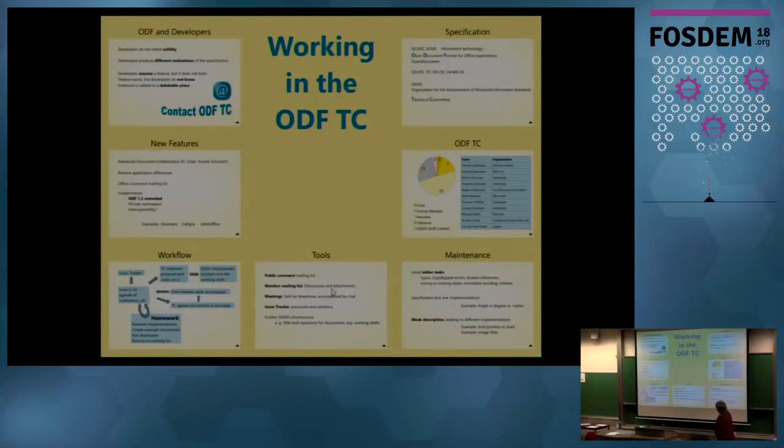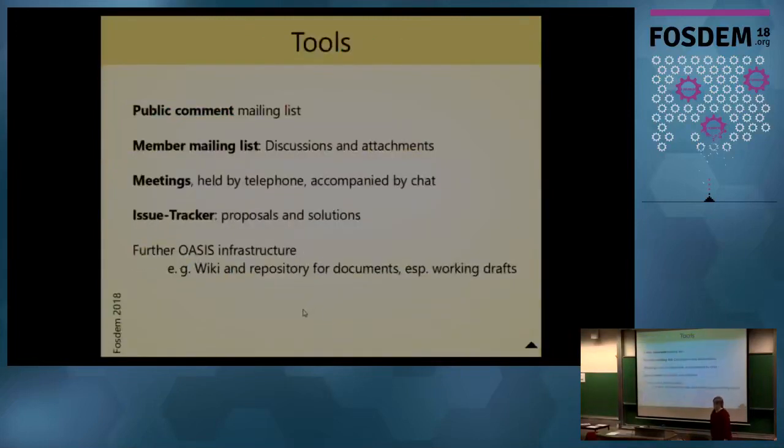Oh, let us have a look at the tools. We use common tools like mailing list, meetings, and bug tracker. The public mailing list gives non-members means to report bugs or request features or give other input to the TC. The member mailing list is used for discussion and attachments. And agendas and meeting notes are routinely posted there. Both lists have a public archive.